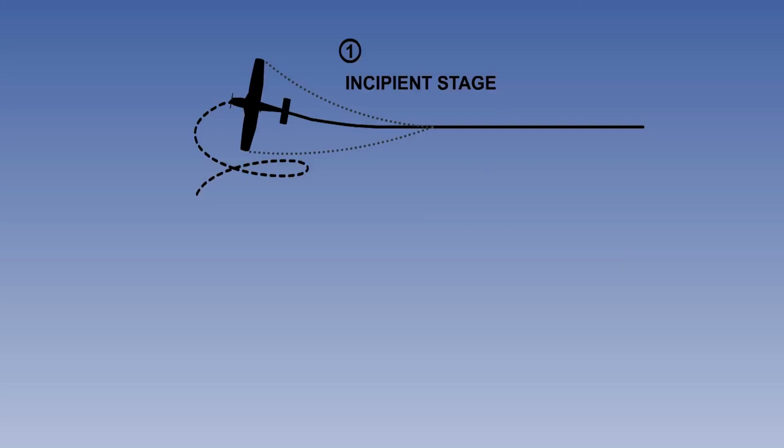There are three phases or stages of a spin. The first is the incipient spin. Incipient, from the Latin for start or begin, exists from the time the aeroplane stalls and auto-rotation starts until the spin is fully developed. This phase can be regarded as up to the end of the first full turn.